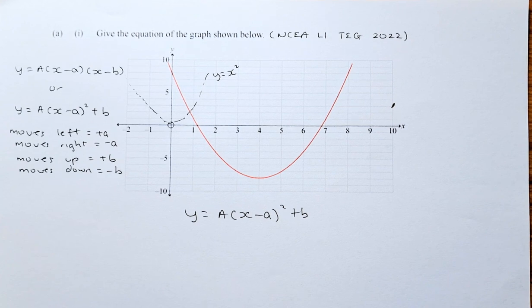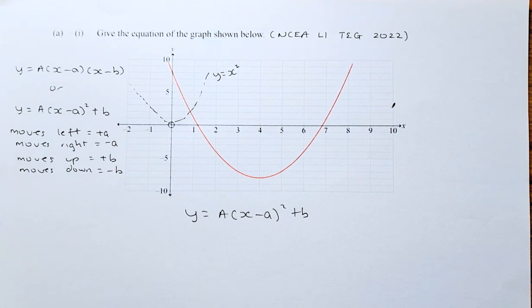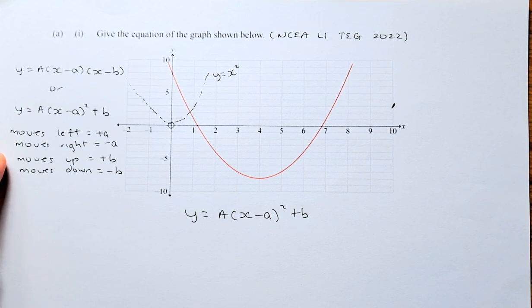Before we begin, we need to know what capital A, little a, and little b are. Capital A is the scale factor. It defines how steep or less steep the graph is. Little a is the movement of the point left or right, and b is whether it moves up or down. So I've written this down here. If it moves left, it's a positive a. If it moves right, it's a negative a. If it moves up, it's a positive b. If it moves down, it's a negative b.